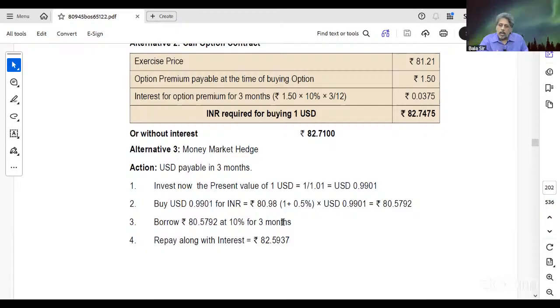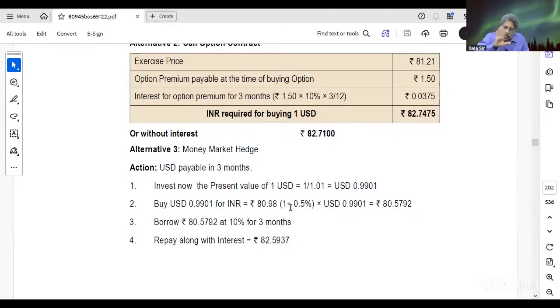Now tell me, if you want to create this dollar deposit today, you have to buy the dollars, right? What is today's spot rate? 80.98. Into 0.9901. That is the cost in rupees. So what do you do? 80.98 into 0.9901. Some have done 80.98 into 1 plus 0.05. What is that 0.05? It is a 5% return here.